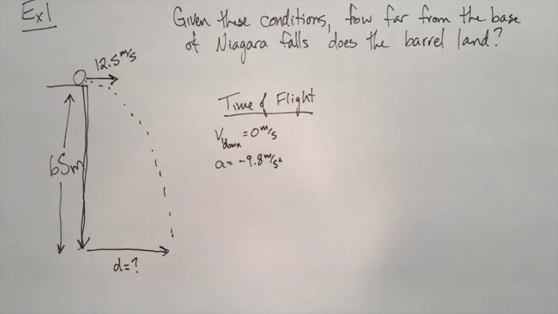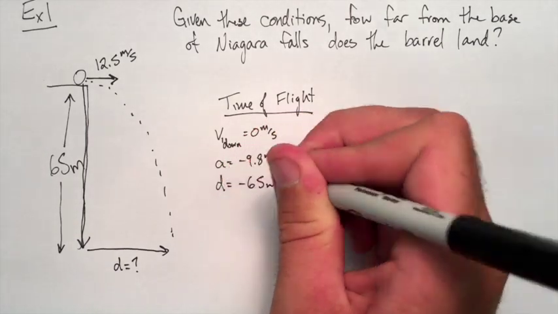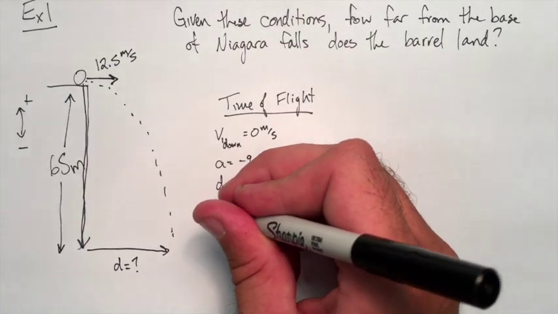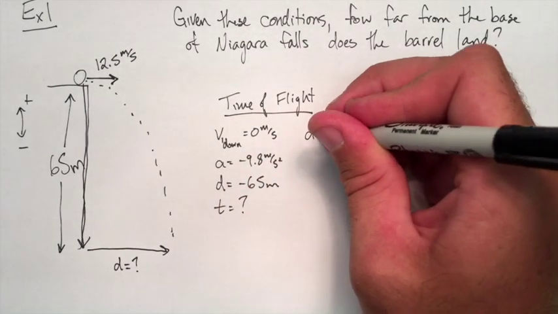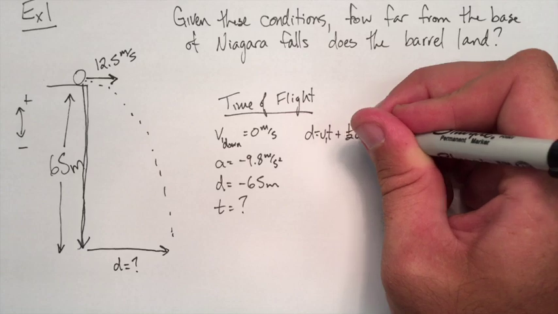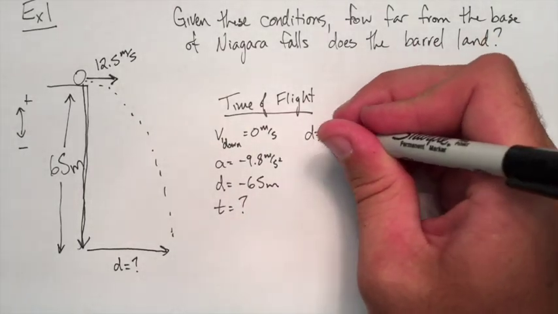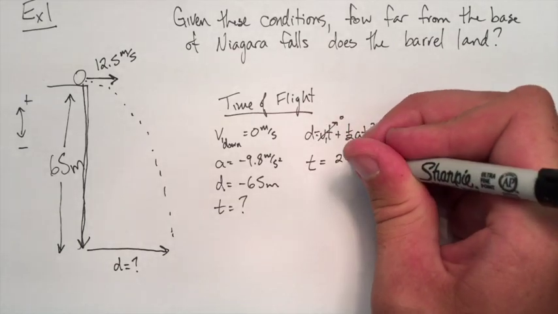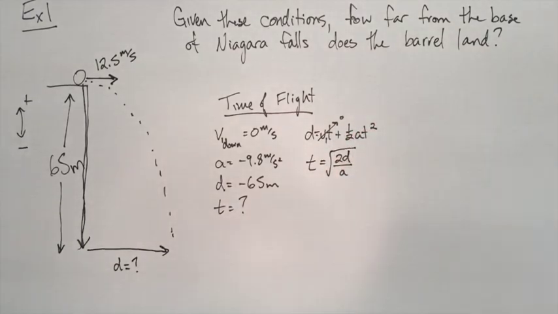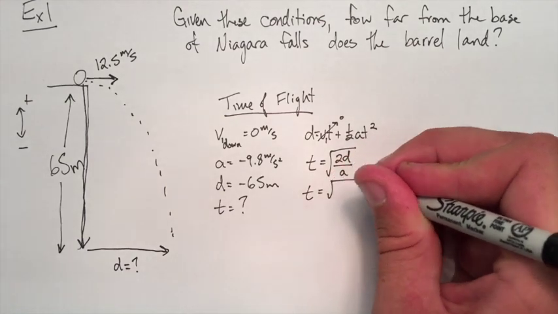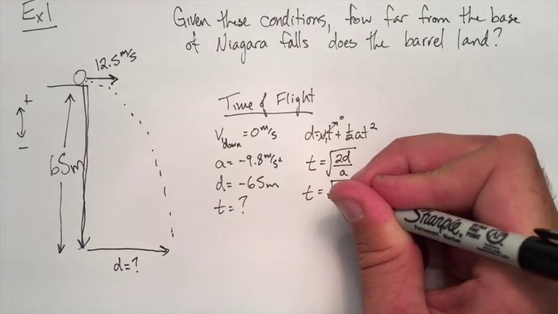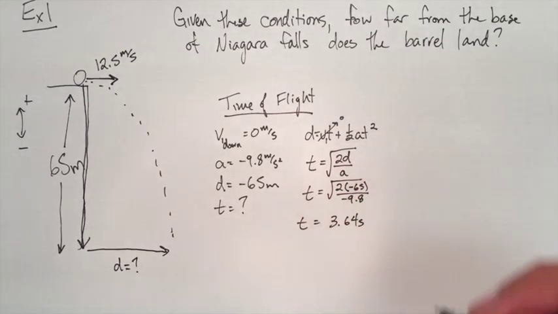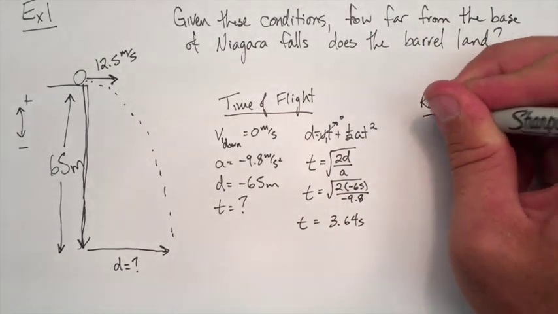We know if we're going straight down, that initial velocity would be 0. The acceleration is negative 9.8 meters per second squared. The distance we're traveling is negative 65 meters, so let's solve for the time. We're going to use this equation here, but knowing that initial velocity is 0, that first term is going to go away. So let's rearrange for time. We'll insert our numbers, 2 times negative 65 over negative 9.8, which gives us 3.64 seconds.